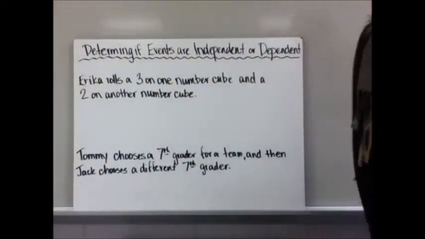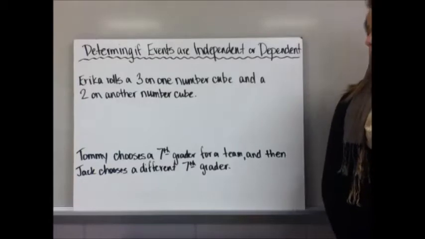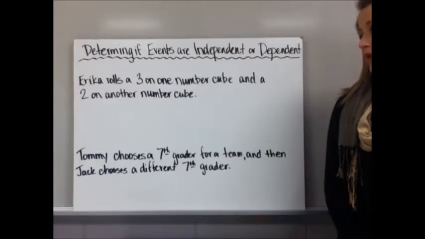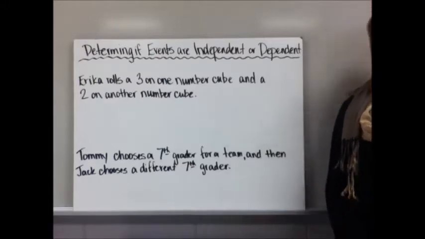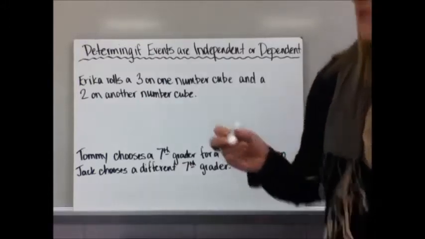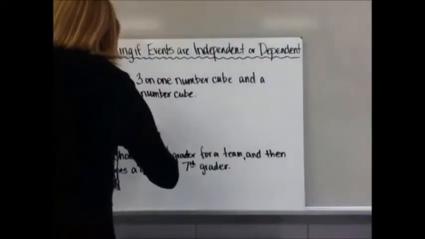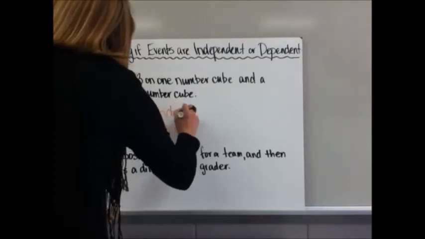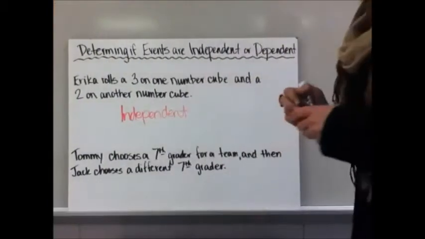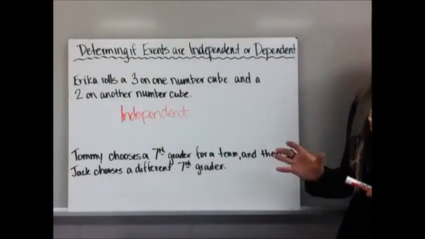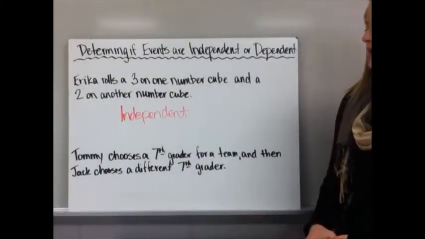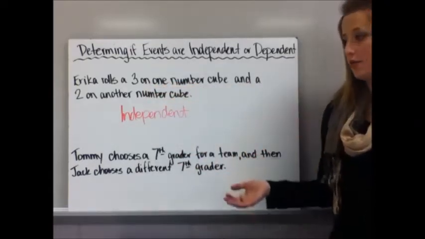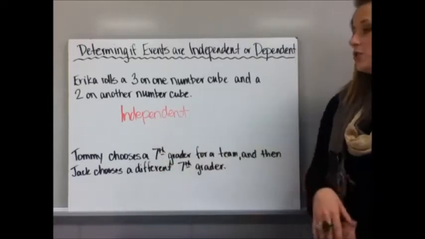So the first skill is determining if events are independent or dependent. In the first situation, Erica rolls a 3 on one number cube and a 2 on a second number cube. These are independent events. What Erica rolled on the first number cube has absolutely no effect on the second number cube. When she rolled a 3, that did not mean that she could not roll another 3. So let's look at the next situation.